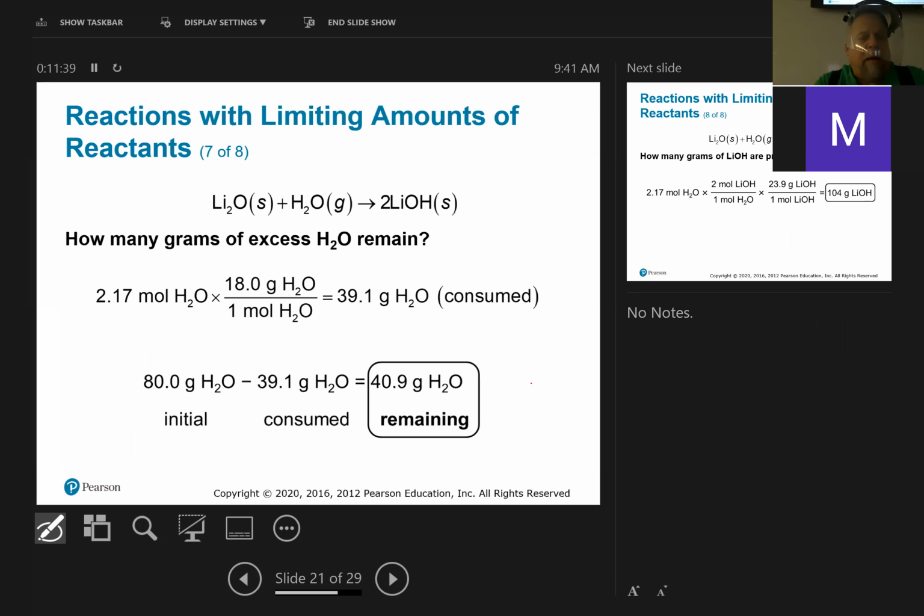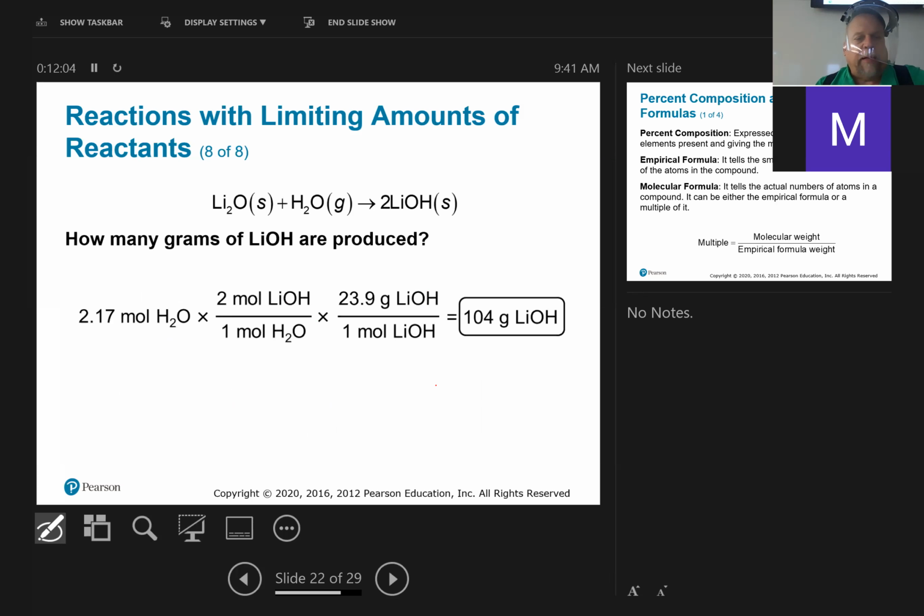So you take that number from before, you convert it to there. This is how much is consumed. And you look at how much you have initially, and then the amount consumed, and that is how much water you have left over. Unfortunately, this slide doesn't really go through that process, but I'd like you to try it for yourself at home. Okay?